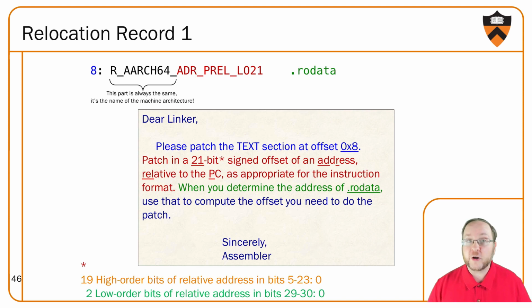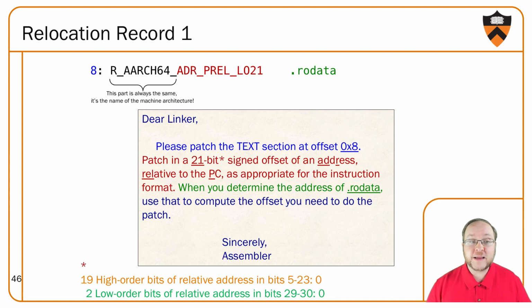RODATA is in fact the architecture. It's asking for an address relative to this instruction, that is, relative to the PC. So prel is program counter relative, and that's the program counter when that instruction is going to be executed. It notes that there's room for 21 bits, and that these will be the low order bits of the relative address of this instruction.